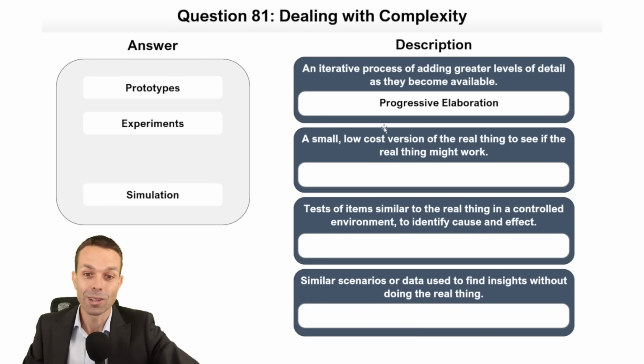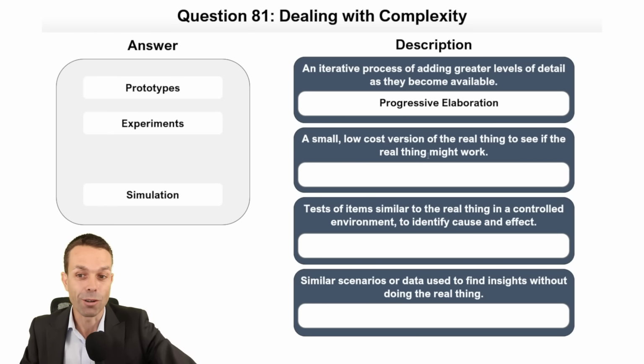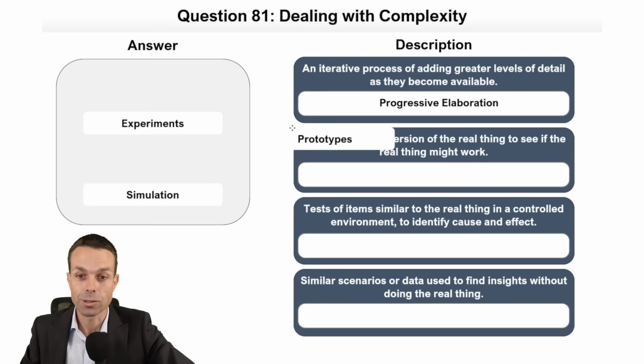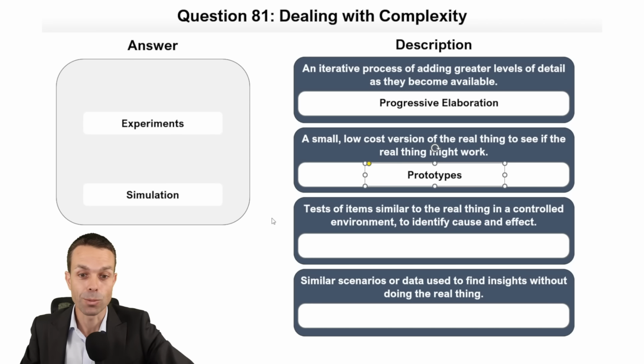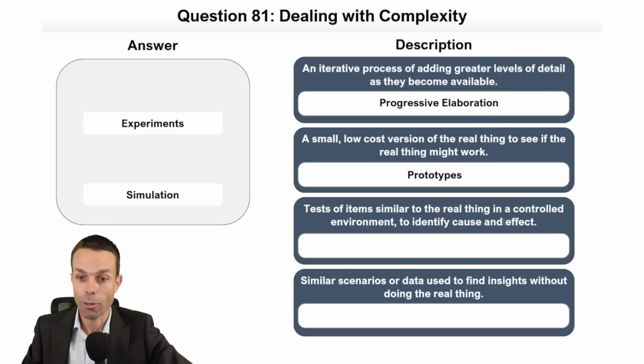A small, low-cost version of the real thing. That sounds like a prototype. So we want a small, low-cost version of the real thing to see if the real thing might actually work. That could be a model, or it could be a storyboard, or even a process map, just to see if it's going to work. Tests of similar items to the real thing in a controlled environment to identify cause and effect.